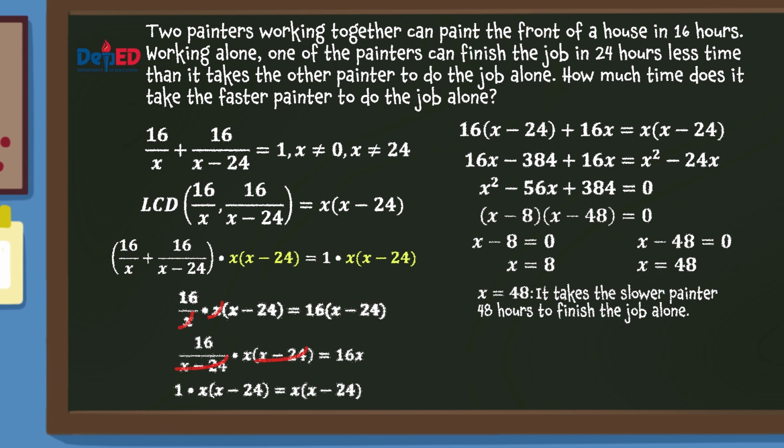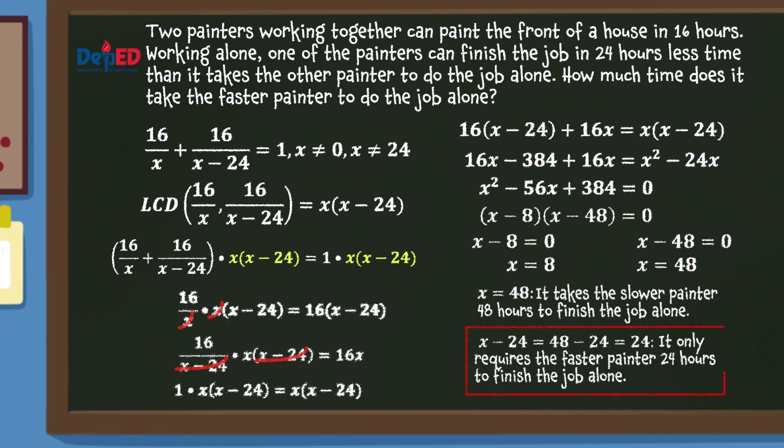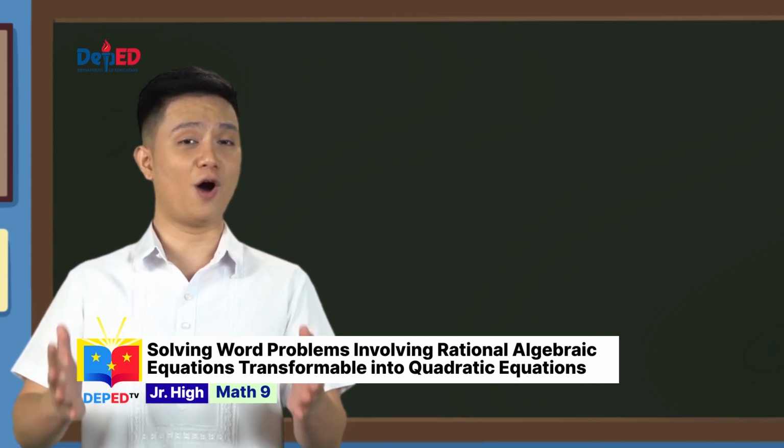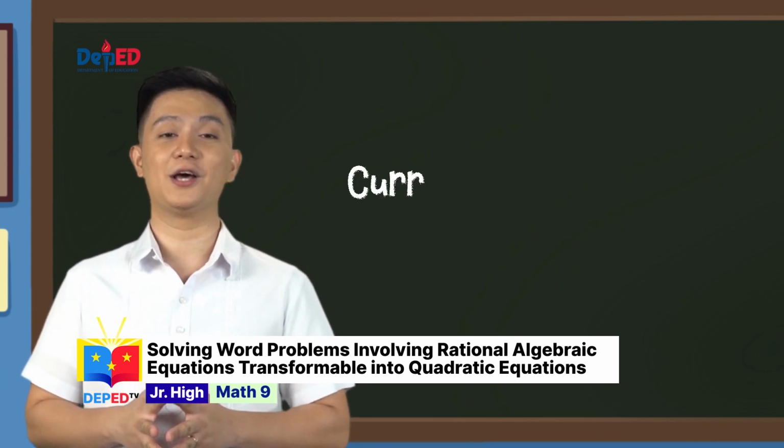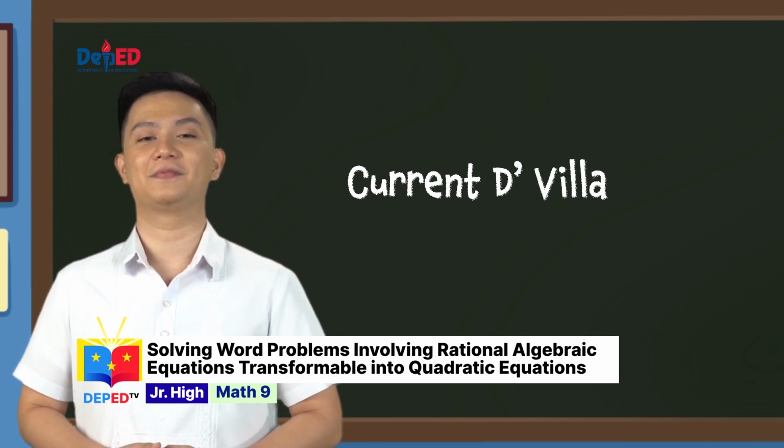It takes the slower painter 48 hours to finish the job alone, and hence, it only requires the faster painter 24 hours to finish the job alone. Problem solved! We move on to our next set of word problems, which I will label as current problems.